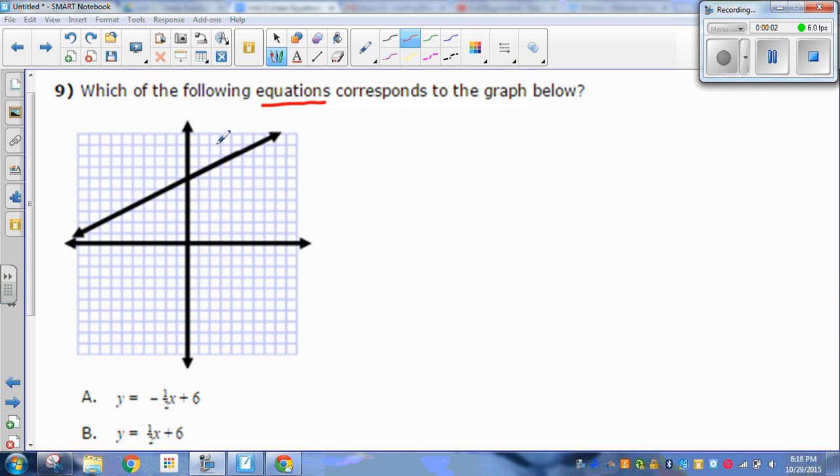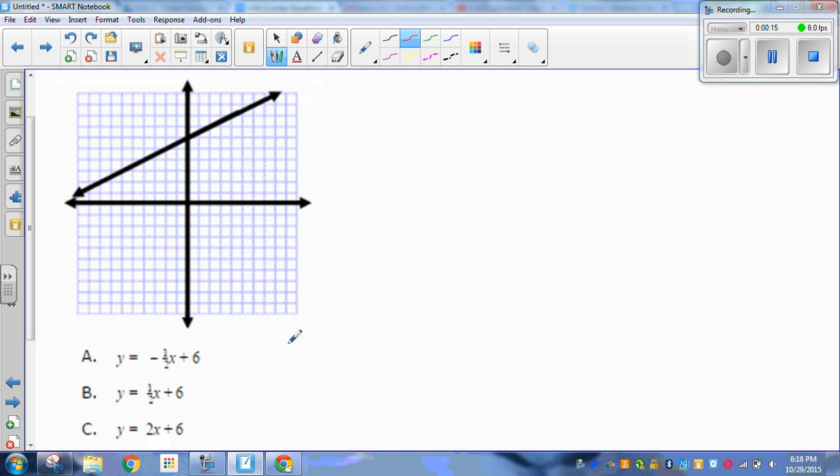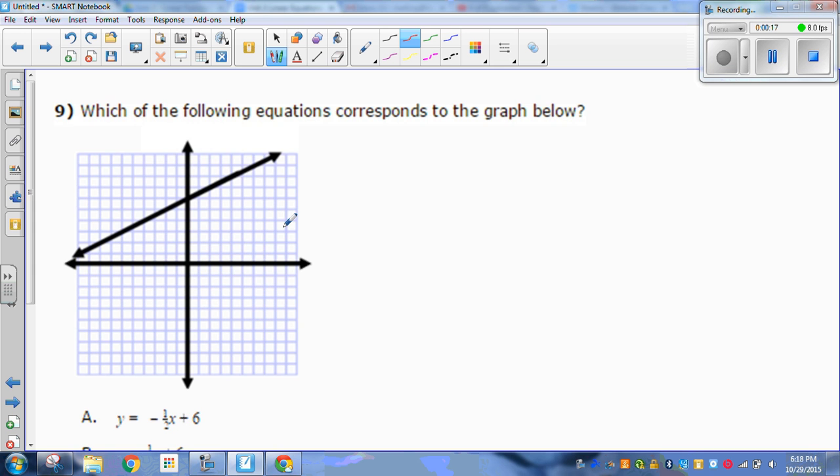Here's problem number 9 from the mock test. It says, which of the following equations corresponds to the graph below? Again, corresponds just means goes with, just like in problem number 5. So I'm basically just going to graph. I'm looking for the equation of this graph.